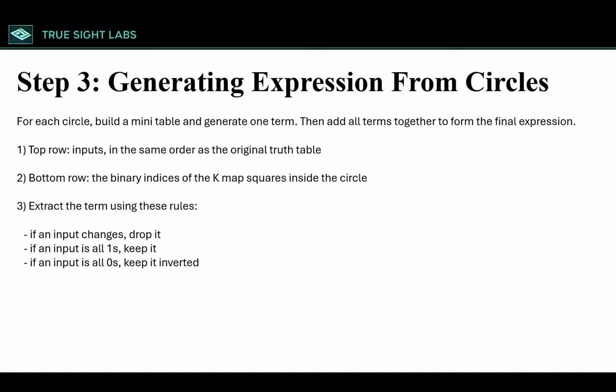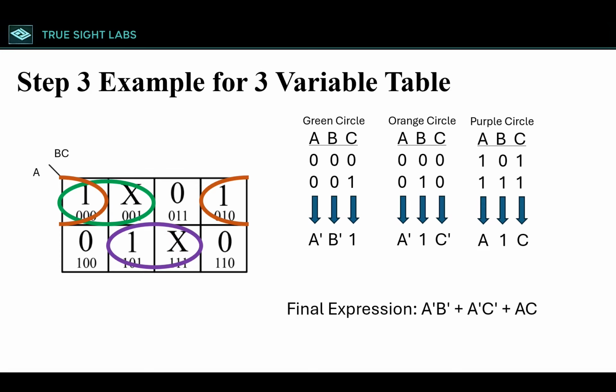Then from each table, we extract the term using 3 rules. If an input changes down its column, we drop that variable. If an input is all ones in its column, we keep the variable as normal. And if an input is all zeros in its column, we keep the inverted variable. Now let's apply step 3 to this 3 variable example. Each circle becomes one Boolean term, so we handle the green, orange, and purple circles one at a time.